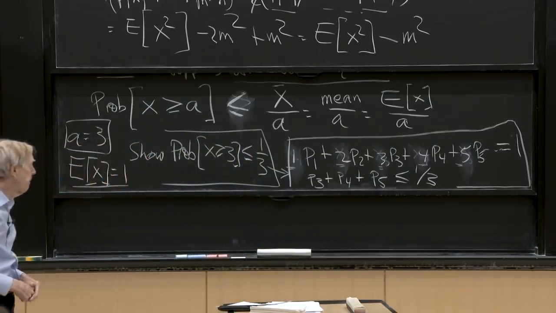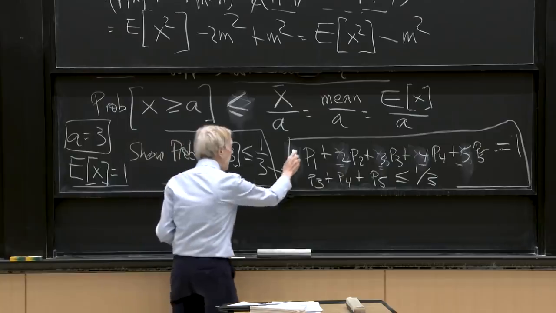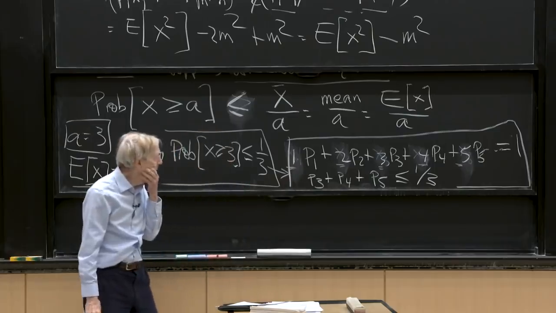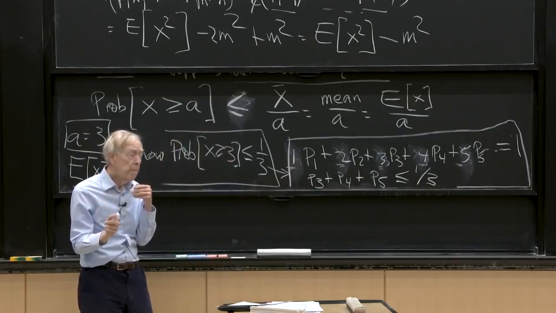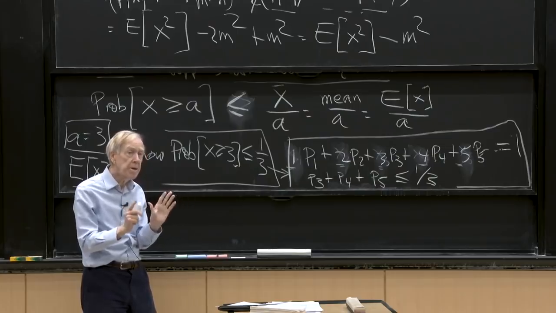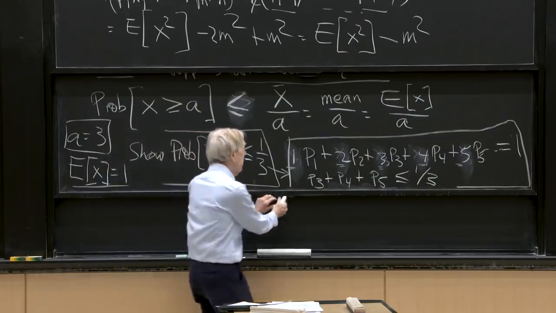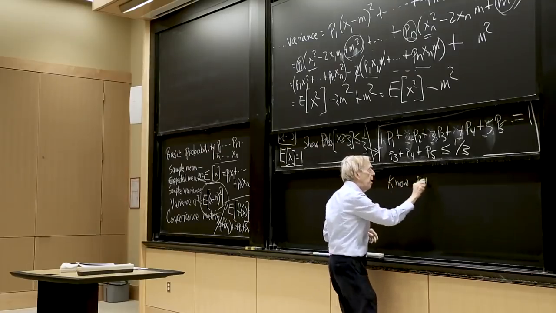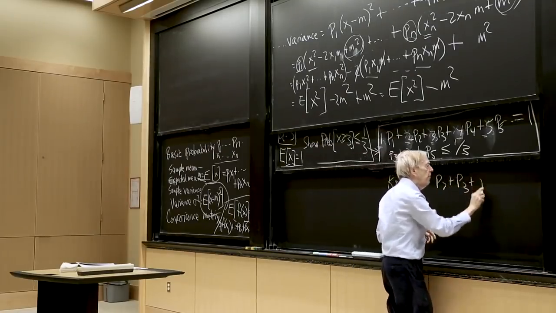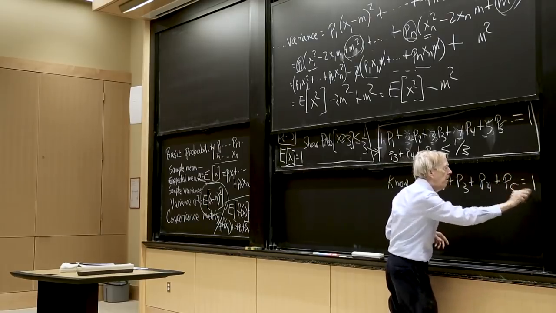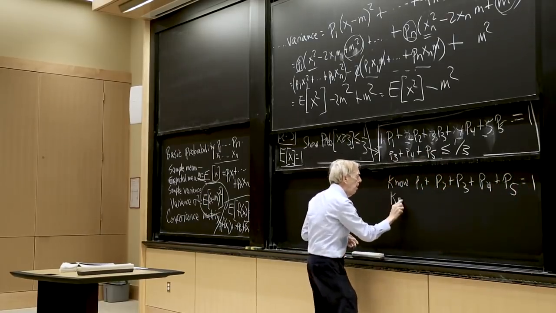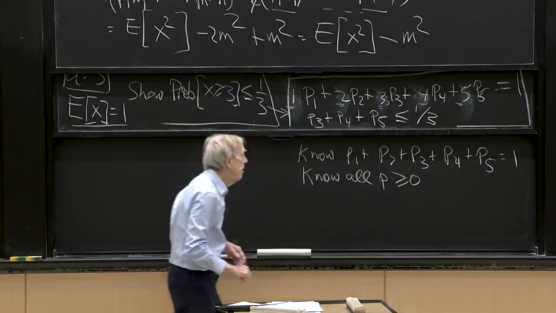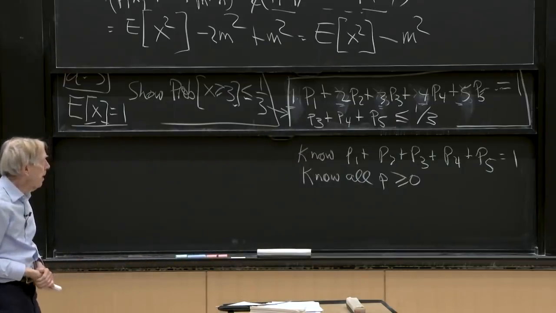Let me just step back a minute. So what do we know here? We know the first line, and we want to prove the second line. We know one more thing. We know the probabilities add to 1, and we know they're all greater or equal 0. So let me put those facts in here too. We know that P1 plus P2 plus P3 plus P4 plus P5 is 1. That we know. And we also know that all the P's are greater than or equal 0.